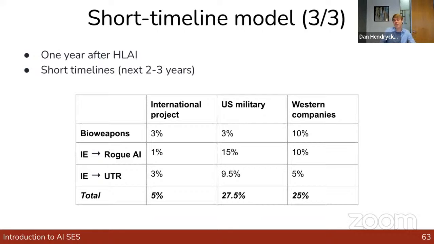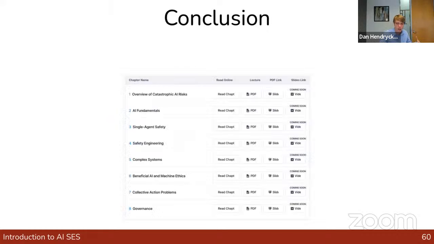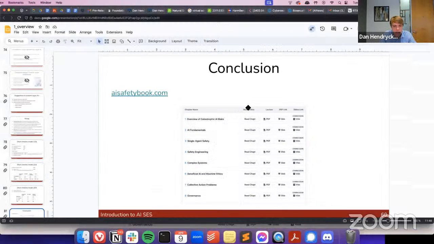Anyway, with that, we've got 12 minutes or so for questions, but hopefully this gave a holistic view. I'd suggest looking at AISafetyBook.com, where I'll have the lecture videos up fairly soon, but the text is already there, and so is the PDF and the slides. That tries to get at a holistic view of this AI risk situation. It's not just focusing on the technical stuff.